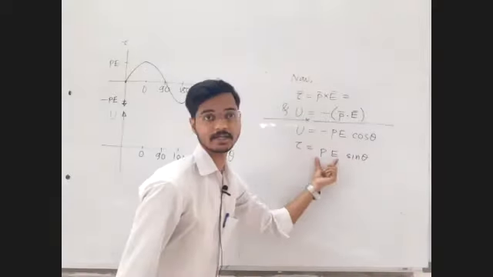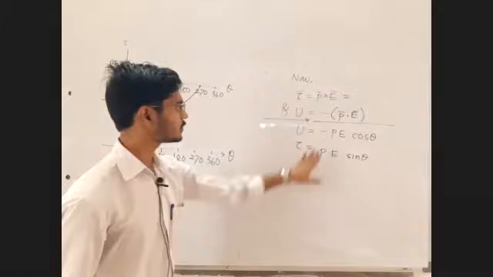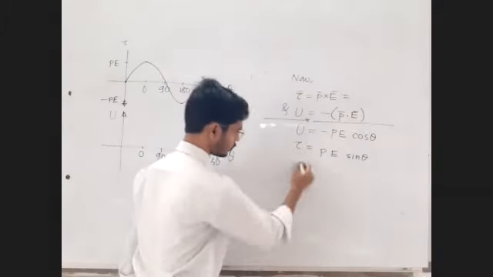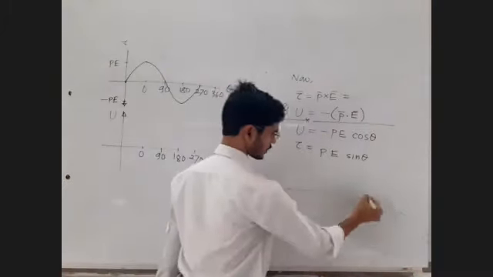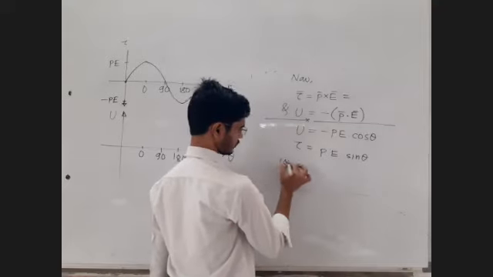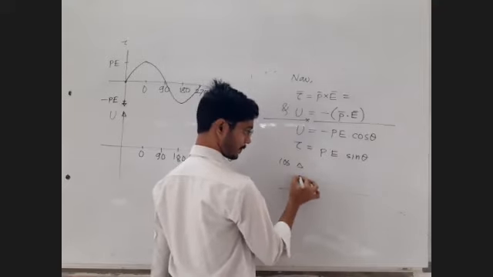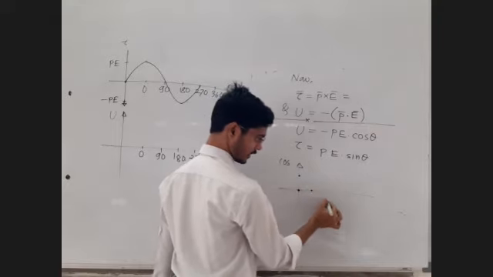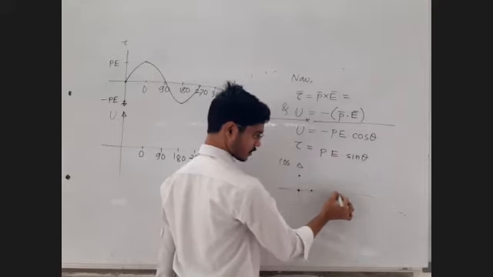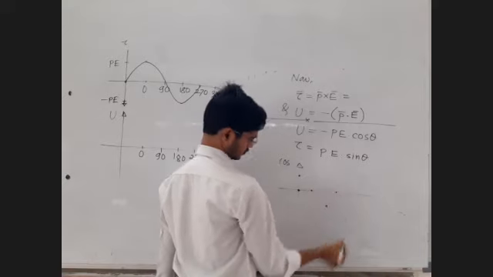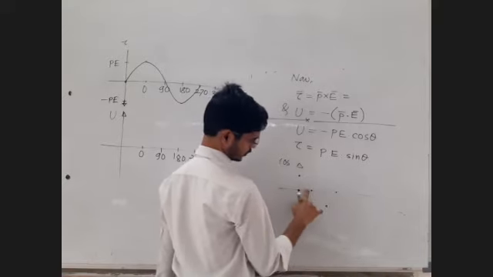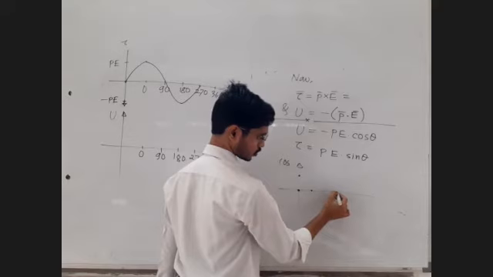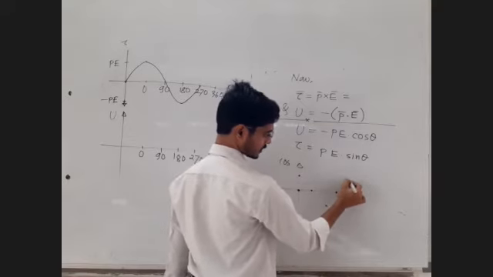Now, sir, we have the graph of torque, which is the graph of sin theta, rather plus sin theta. Now let us have the graph of minus cos. Let me tell you what is the graph of cos. What is the graph of cos? Cos 0 is plus 1, cos 90 is 0, cos 180 is minus 1, and cos 270 is 0 and cos 360 is plus 1.